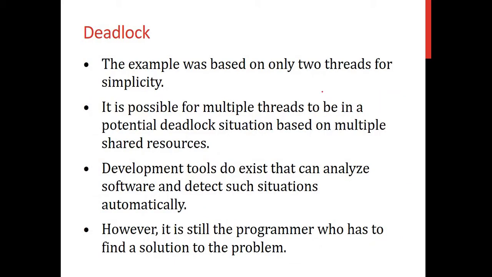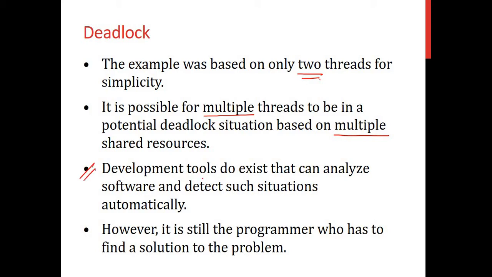And as you can see, this is only based on 2 threads. Okay, and it's also possible for multiple threads. If you extend the idea, you can have many threads in a potential deadlock situation when there are multiple shared resources. So imagine 3 resources, 4 resources, and at the same time 3 or 4 tasks, and everybody wants these resources to proceed. And that could lead to an even bigger deadlock situation.